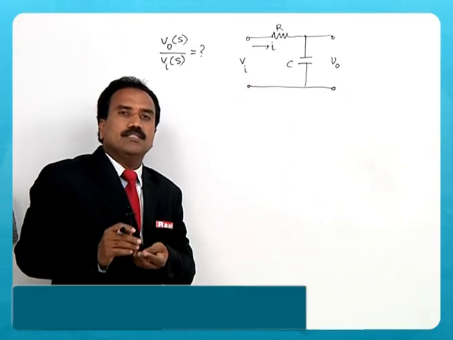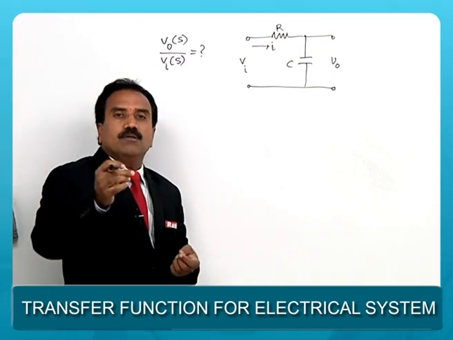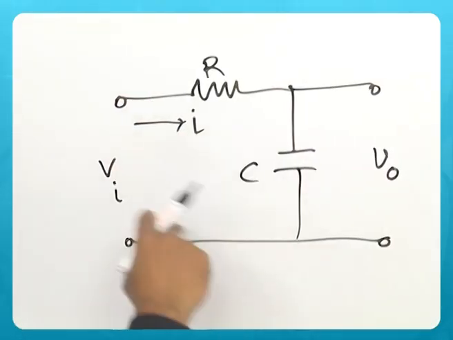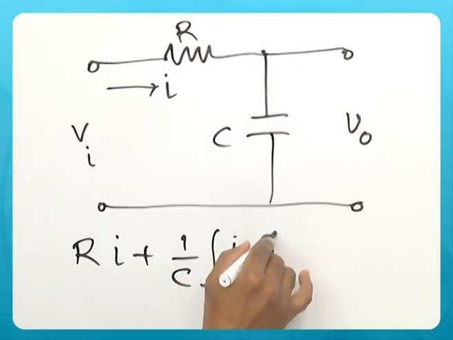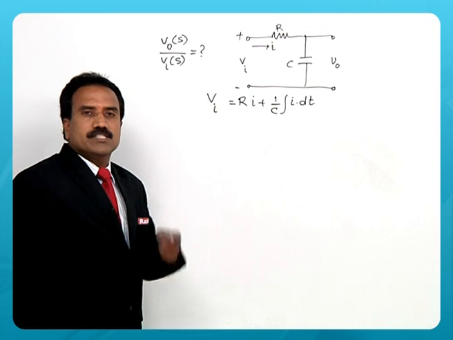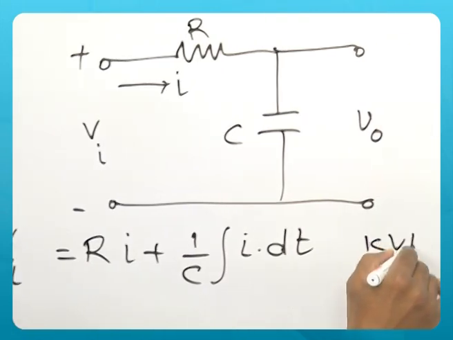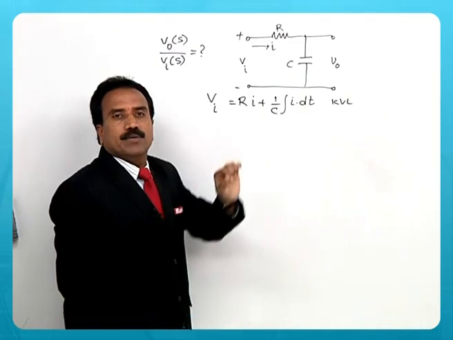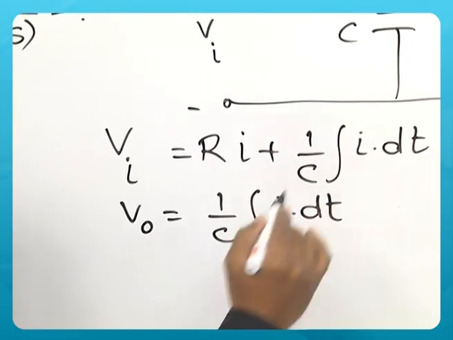You need to apply the basic laws like KVL and KCL. Then you develop the equations, then apply the Laplace transform. So, for this particular loop, you get Ri plus 1 by C integral I dt, equal to Vi for this polarity. This first equation is using KVL, Kirchhoff's voltage law. Now, what is the output equation? V naught is the voltage across the capacitor. So, V naught is equal to 1 by C integral I dt.